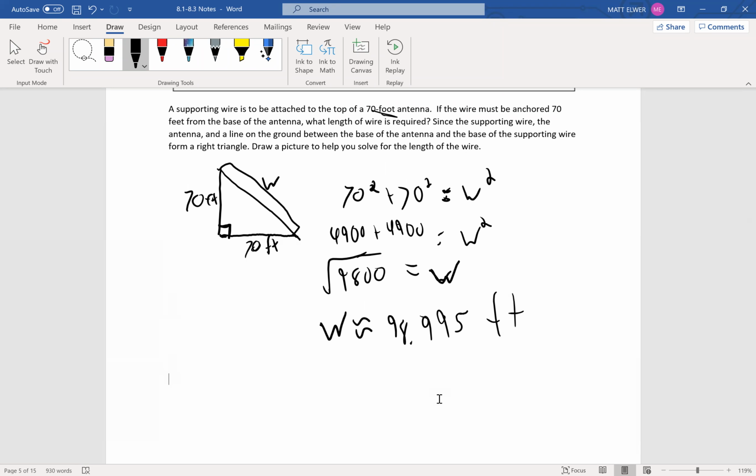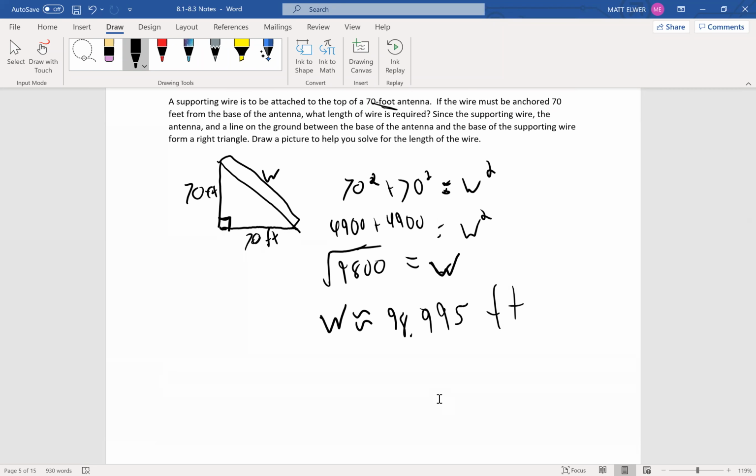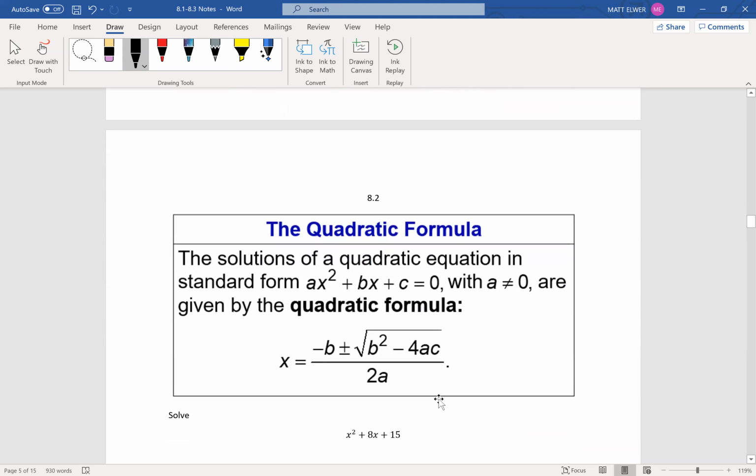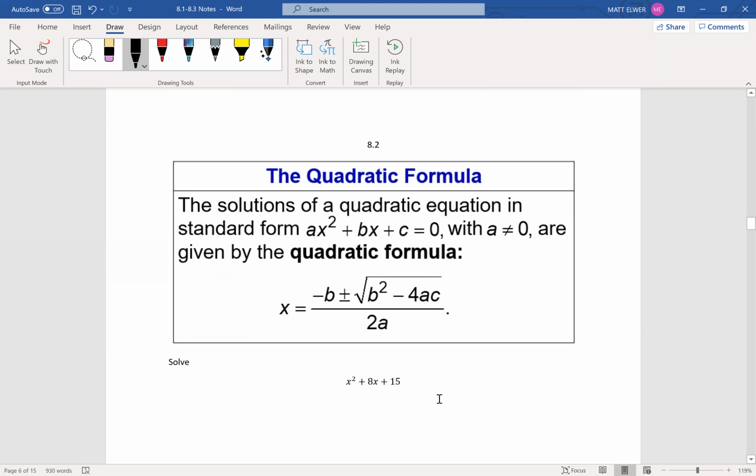Okay. So the length of this wire, and that makes sense, right? The length of the wire is more than one of the legs, so it's longer than 70 feet. And we know that the hypotenuse of any triangle is going to be longer than either one of the legs. Otherwise, it wouldn't be the hypotenuse. All right, so we've gotten that one done. Let's move on to 8.2.